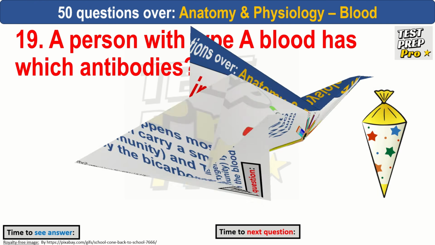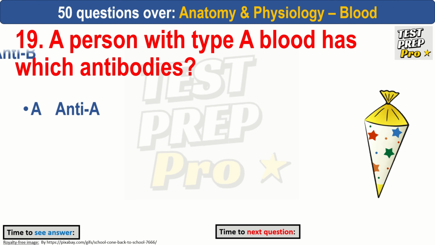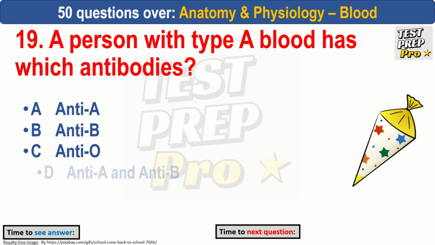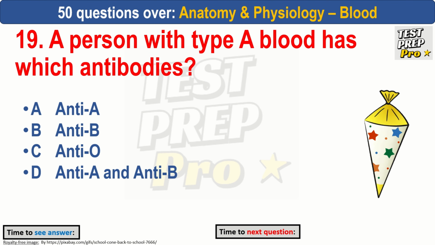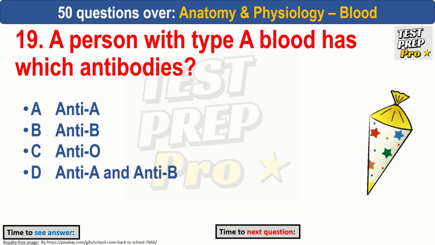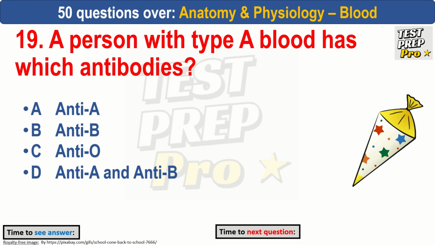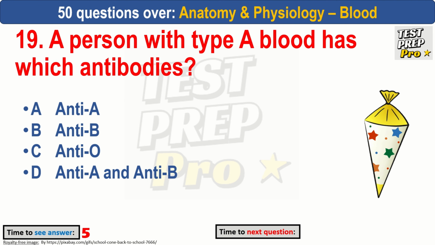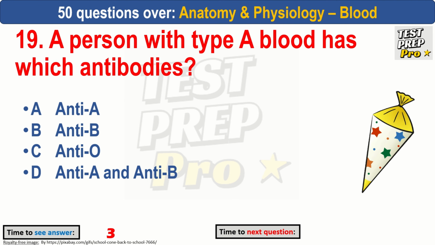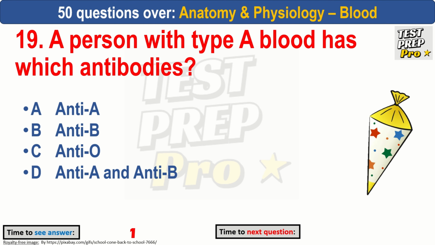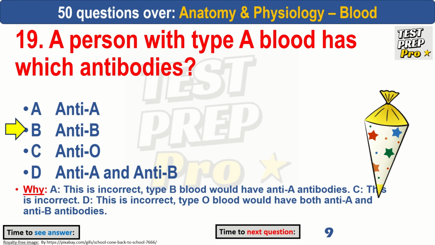A person with type A blood has which antibodies? Is it anti-A antibodies? Is it anti-B antibodies? Is it anti-O antibodies? Or is it anti-A and anti-B antibodies? So what kind of antibodies do they have? It would be anti-B antibodies.